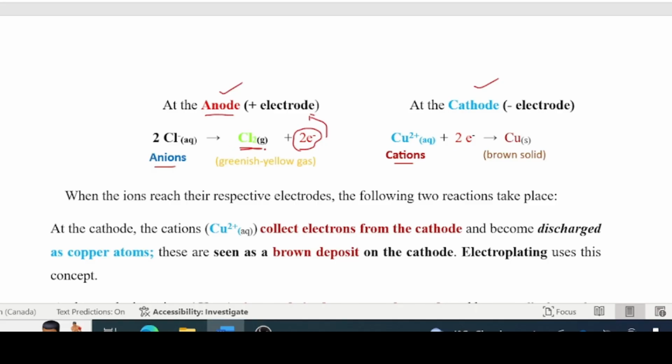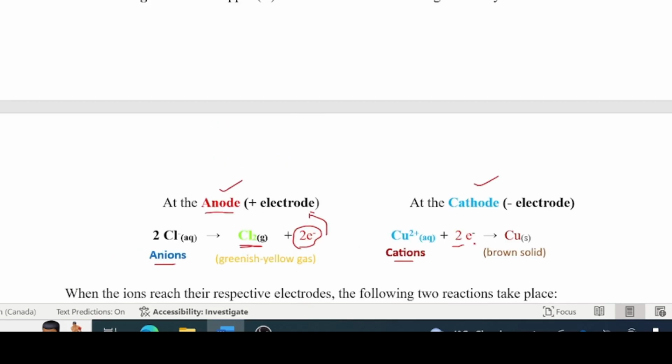They form molecules. On the other side, though, every Cu2+ ion accepts 2 electrons from the cathode that is negatively charged. So this is full of electrons here, right? Lots of electrons. So these guys go there, okay? And they collect 2 electrons. And that's why copper becomes solid and it deposits itself on the cathode there.